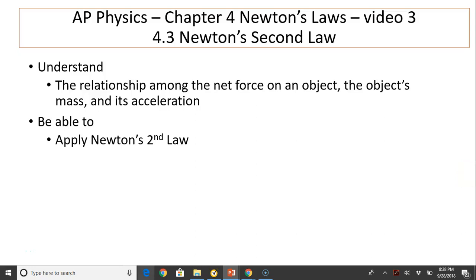This is AP Physics Chapter 4, Newton's Laws, Video 3. Today's topic is Newton's second law. The objectives for today are to understand the relationship among the net force on an object, the object's mass, and its acceleration, and to be able to apply Newton's second law.